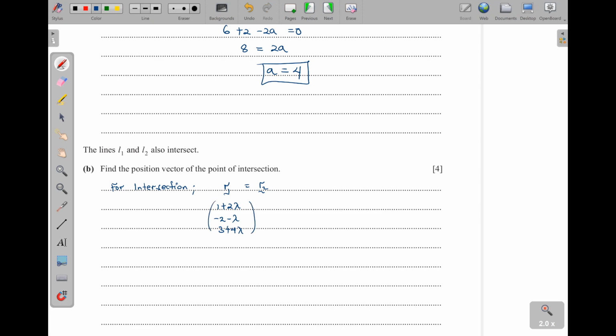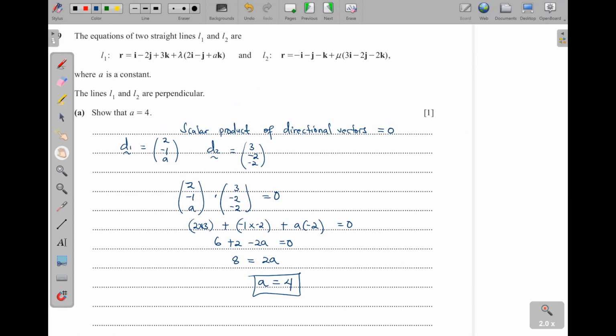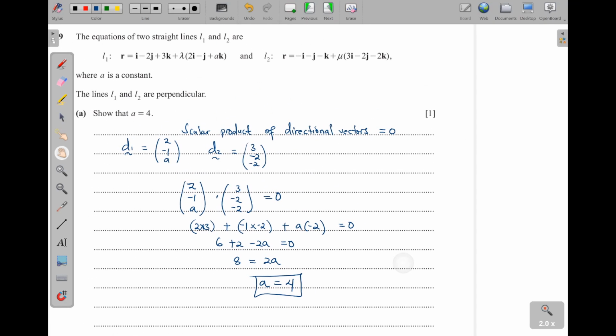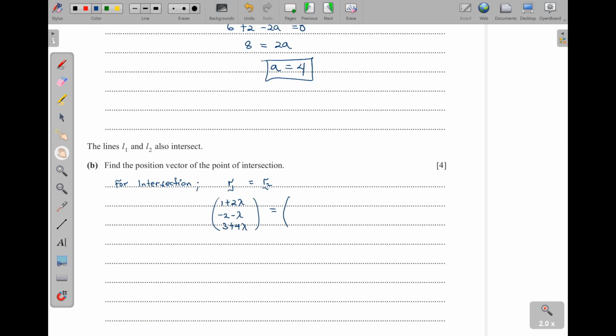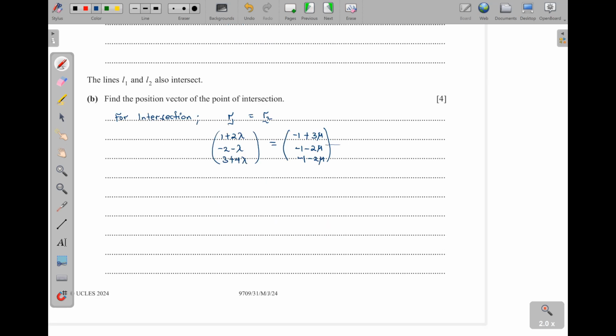Then this one here is equivalent to, for this other one here, -1 plus 3 mu, then -1 minus 2 mu, and then lastly we have -1 minus 2 mu. Now, I can use any of the two equations that I can get from here to solve for lambda and then mu. But I can actually use these last two here.